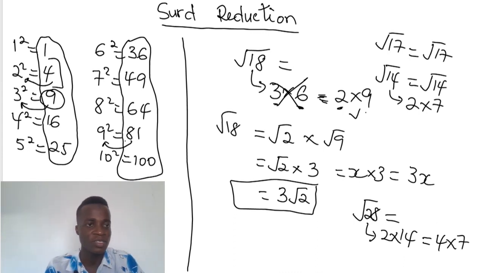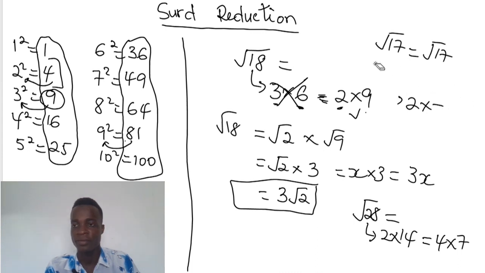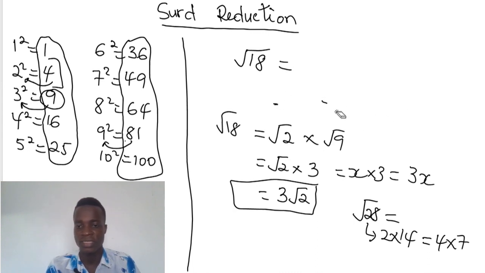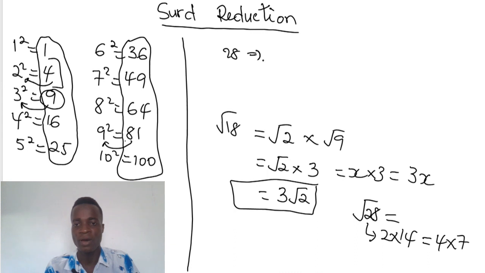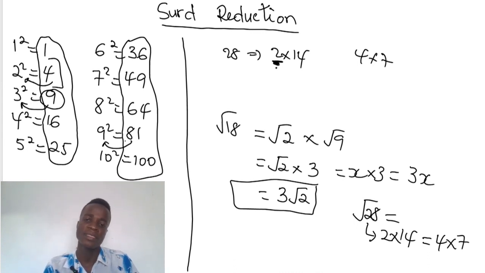Now let me clean this space so that we can continue with root 28. We said 28 is broken down into two pairs. The first pair is 2 times 14. The other pair is 4 times 7. Quickly we know that 2 is a prime number and 14 is not a perfect square, so this pair doesn't go. 4 is a perfect square, traceable to 2, so we pick this pair.